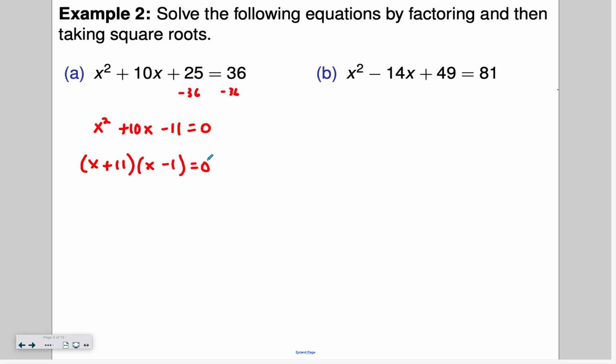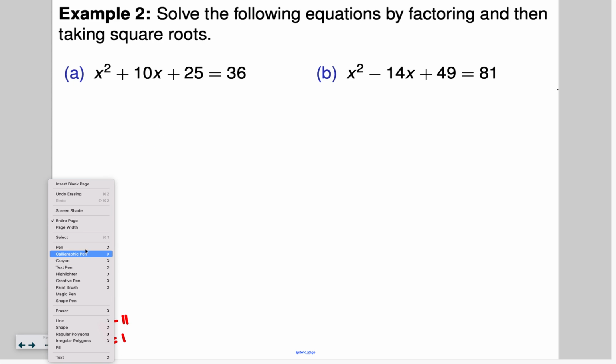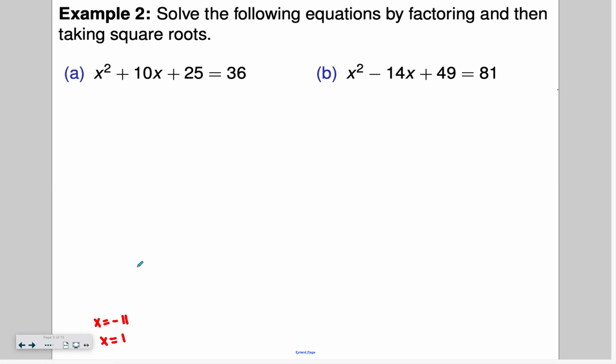So we could use the zero product property here to get our two solutions. X equals negative 11 and x equals 1. I'm going to write them down here. But there's actually another way to do this problem. I'm going to leave those down there. The other way to do this problem in blue, this I do want you to write down, is to recognize that this thing on the left is factorable.